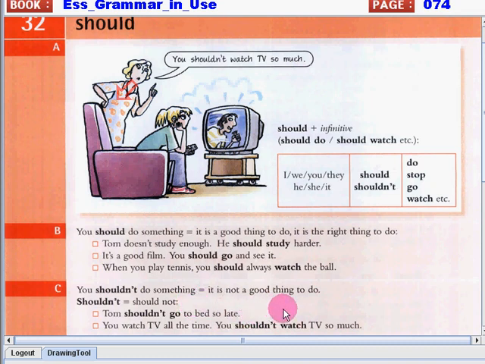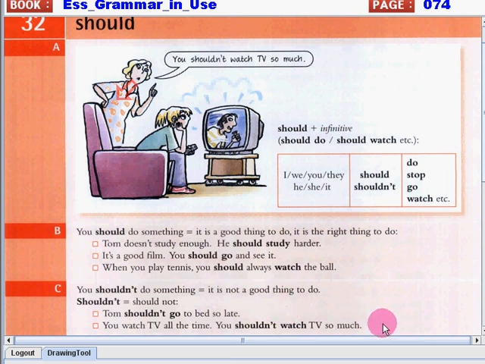Now let's go on. Tom shouldn't go to bed so late. Here we are saying that it is not a good thing for Tom to go to bed so late. Of course, he can have some problems, or he can have some complications if he will do that.